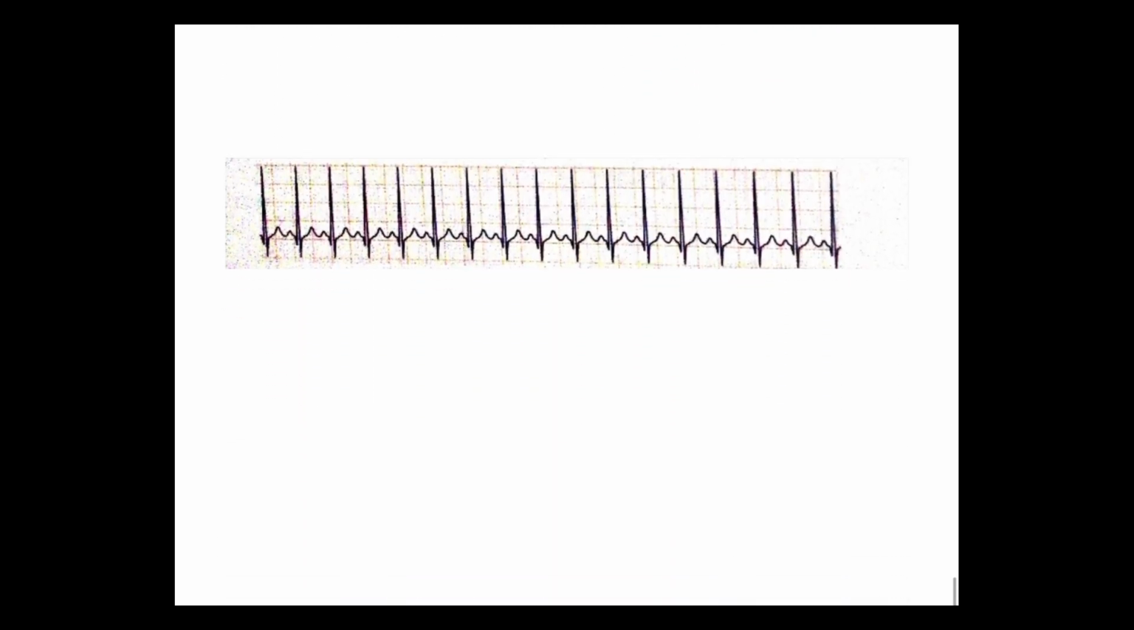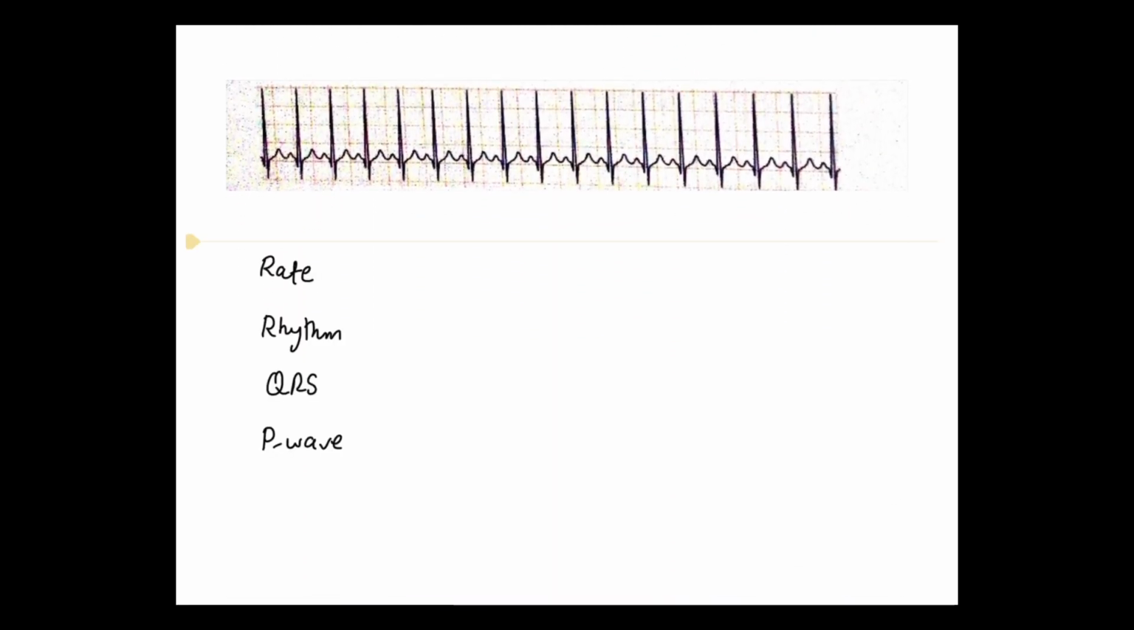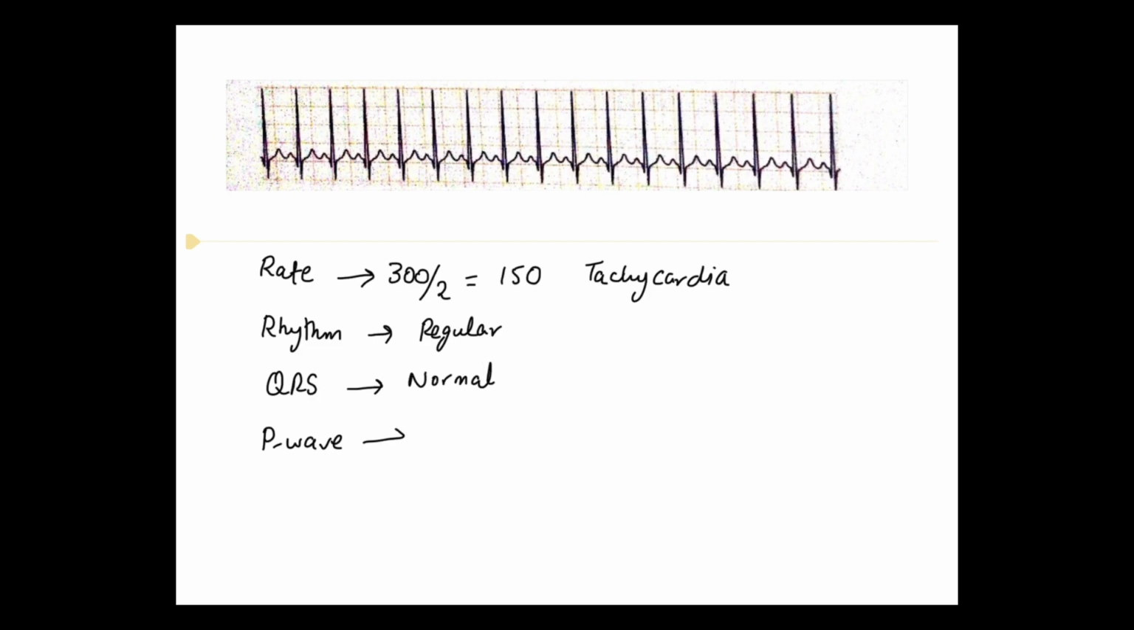Now let's move to the next ECG. We will be following each step as we discussed. For the rate, we will divide 300 by 2, which will make it 150, as the rhythm is regular. So the heart rate is 150, which is obviously more than 100, that makes it tachycardia. The next thing is rhythm, which is regular, because they are equidistant between each R peak. Then we have the QRS complex, which is normal as well. For the P wave, we can see that it's there. So this makes this whole thing sinus tachycardia.